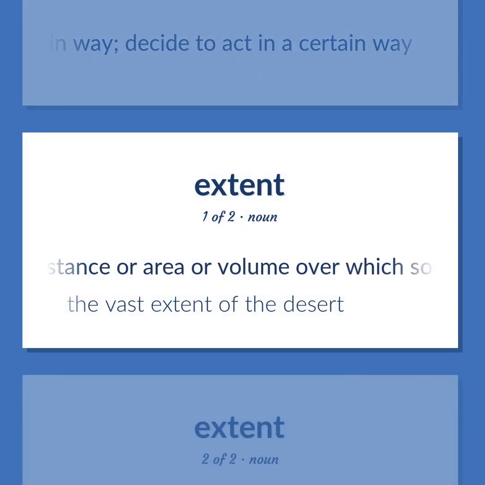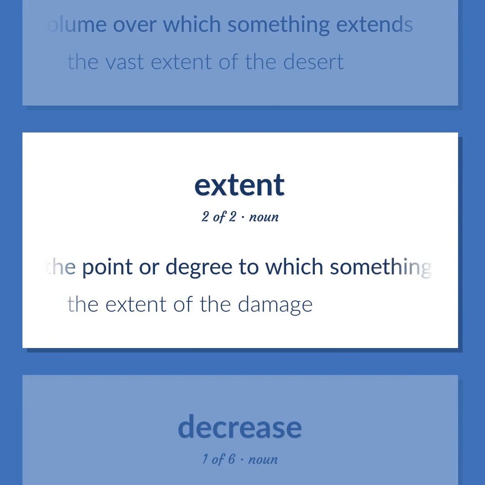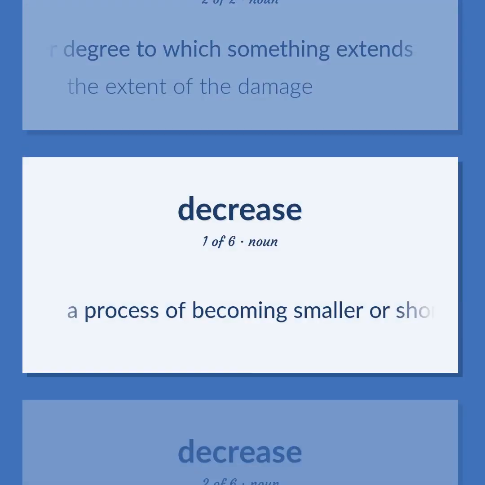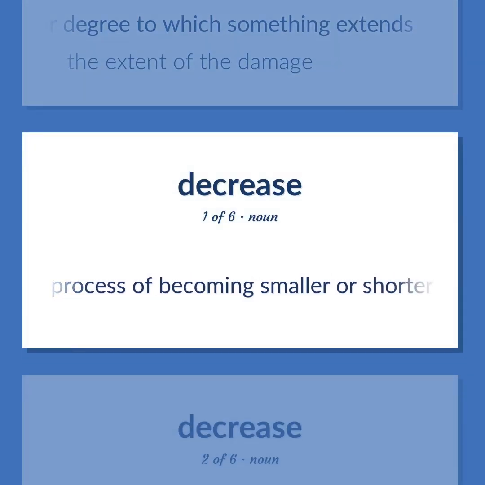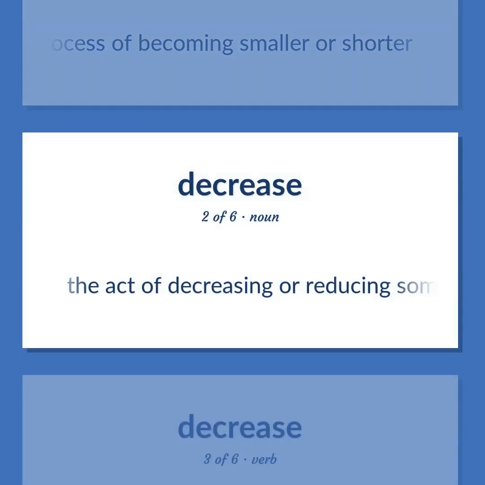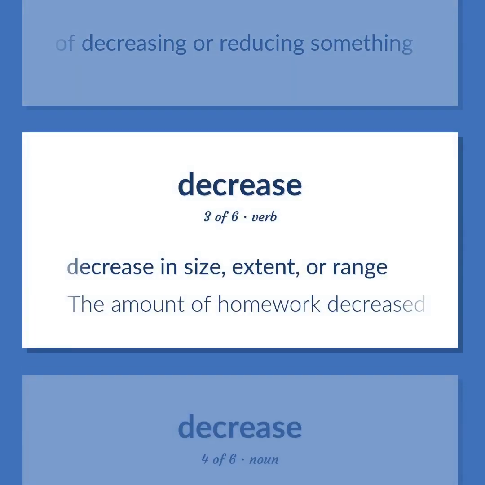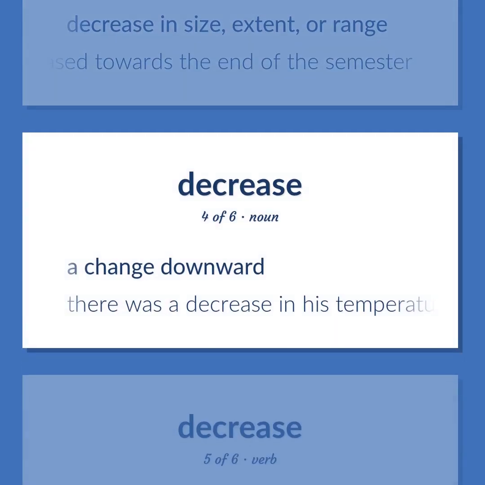The distance or area or volume over which something extends. The vast extent of the desert. The point or degree to which something extends. The extent of the damage. A process of becoming smaller or shorter. The act of decreasing or reducing something. Decrease in size, extent, or range. The amount of homework decreased towards the end of the semester. A change downward. There was a decrease in his temperature as the fever subsided.